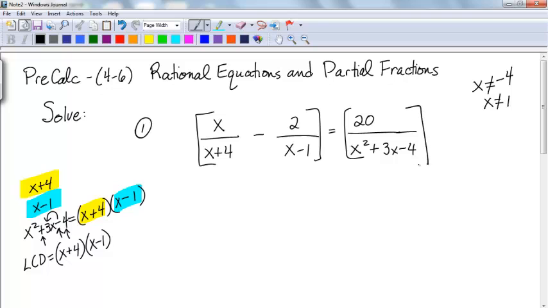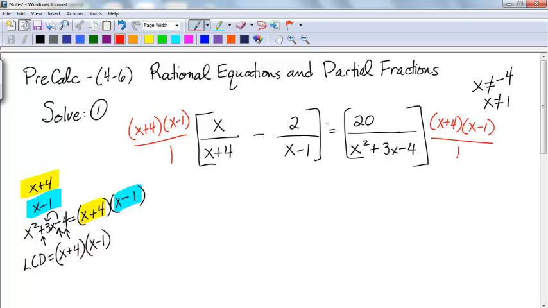Okay, so multiply by that LCD on both sides. So if we multiply by x plus 4, that quantity, times x minus 1. Now, don't just show it on one side. Your upper level math students, write your work out. Show it on both sides. Bracket or parentheses around the whole thing.